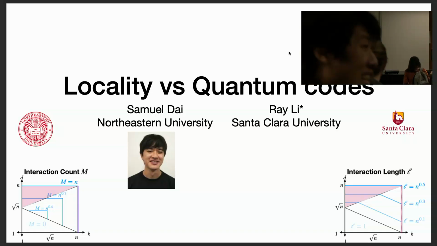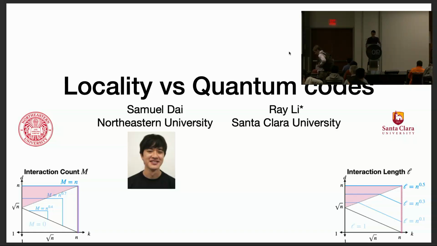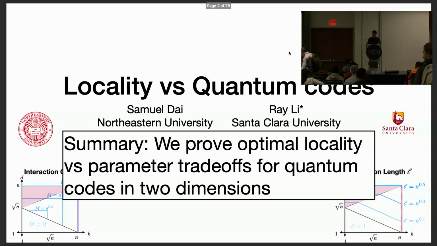Thanks for the introduction. This is joint work with Sam Dai. The summary of our work is that we prove optimal locality versus parameter trade-offs for quantum codes in 2 dimensions. I'll start by giving some background about the question we're studying. Then I'll tell you about our results. And with whatever time I have left, I'll say a few words about the proof.